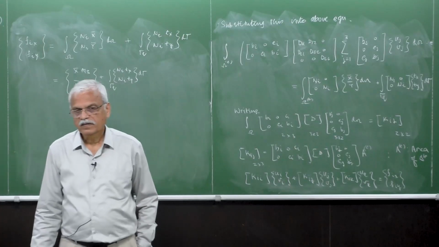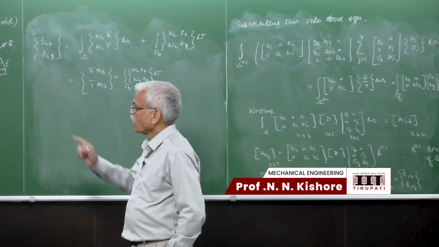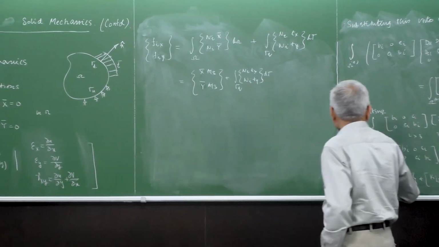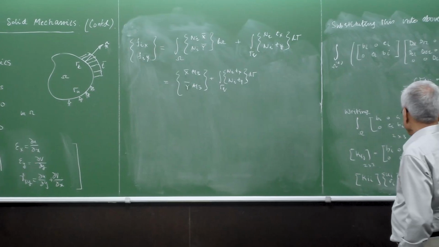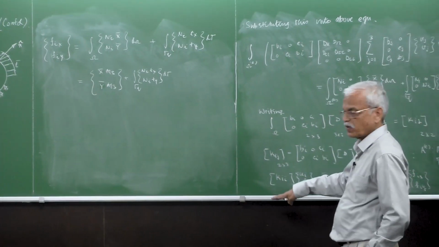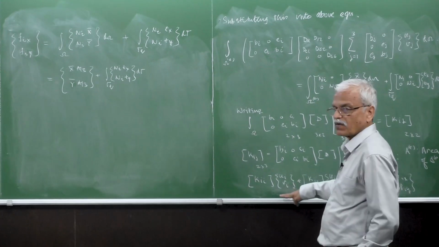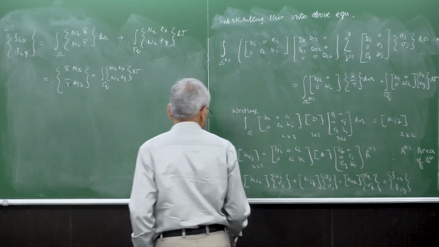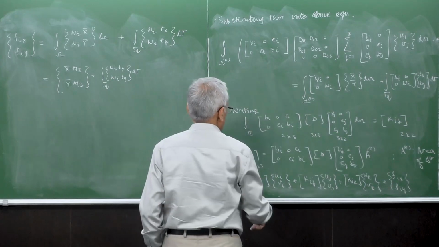Good morning, gentlemen. Let's continue our discussion. So this is of the two-dimensional solid mechanics. We have derived all the weak form of the weighted residual statement, where the displacement U, V has been expressed in terms of the nodal values. So here we have taken the triangular element with 3 nodes, and then substituting all those things.